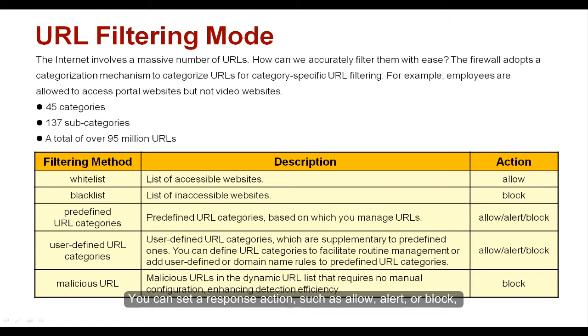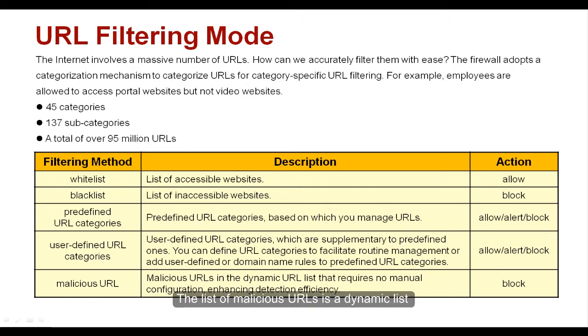You can set a response action, such as allow, alert, or block, for a certain predefined category. When a user accesses a URL of a predefined category, the firewall processes the request packet as configured. You can also create user-defined categories that are supplementary to predefined ones to facilitate routine management. In addition, you can directly add URL rules to predefined categories. Such rules also belong to user-defined categories.